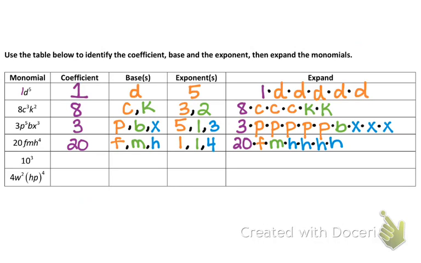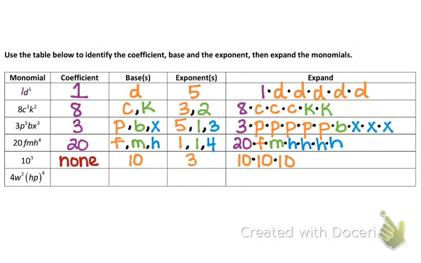Great job. Now we're going to move on to 10 cubed. So this one is tricky. Although we're used to numbers being coefficients, in this case we do not have a coefficient because the number 10 is not being multiplied by a variable. In this case, 10 is the base. We have, according to our table, 3 copies of 10.